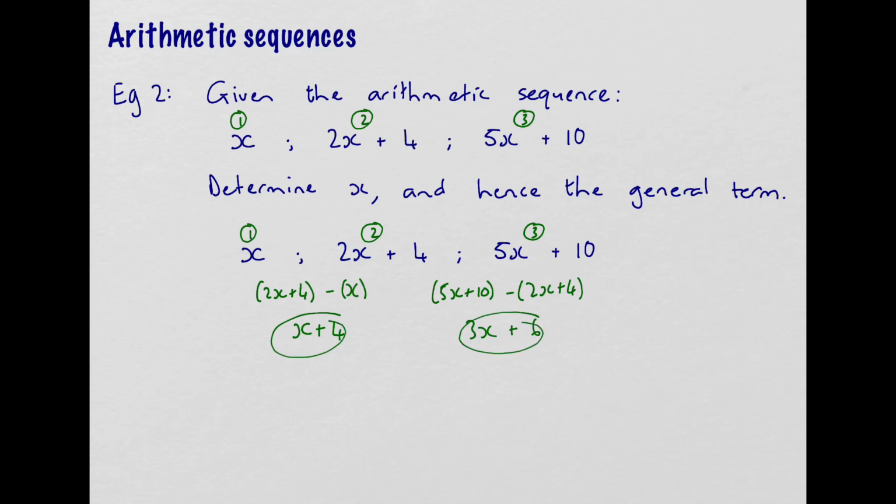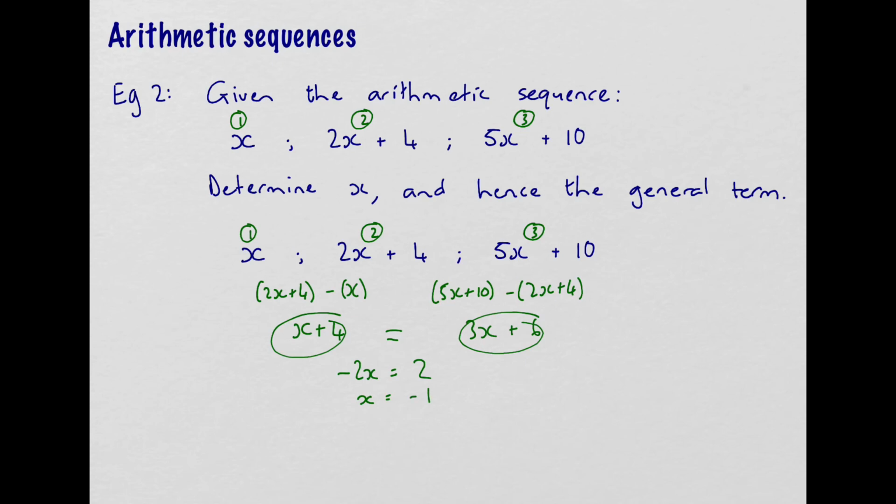But because they've told us it's arithmetic, that means these first differences have to be equal. They're the same, so we can solve that as an equation. Take over the 3x: x minus 3x is negative 2x. Take over the 4 to the right-hand side: 6 minus 4 is 2. Therefore, x equals negative 1.